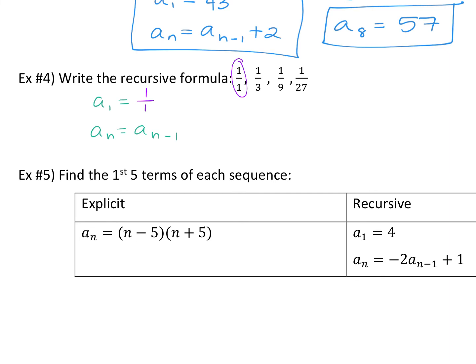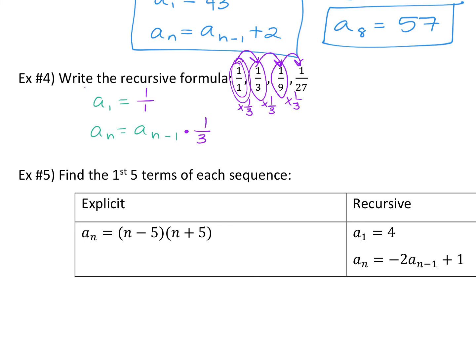And now you have to figure out what is happening to this term to get this one. Times 1/3, right? If I multiply by a third, I get 1/3. 1/3 times a third, I get 1/9. 1/9 times a third, I get 1/27. So you're going times 1/3. Is that geometric or arithmetic? Geometric, right? We'll talk more about that later. That was really just an intro for that.